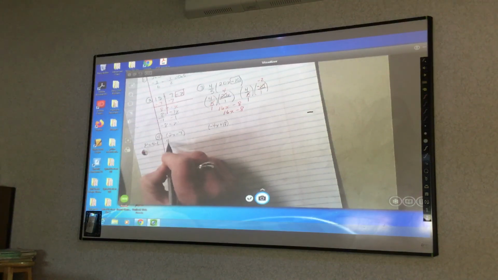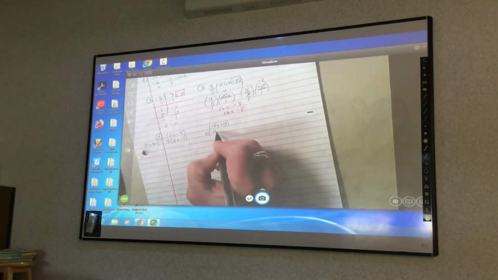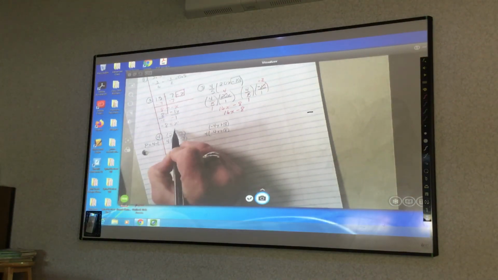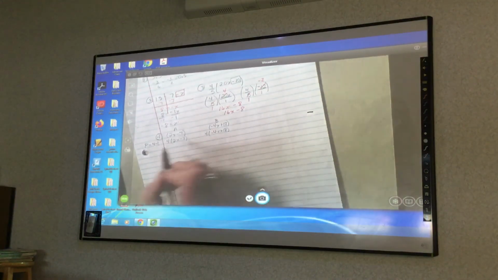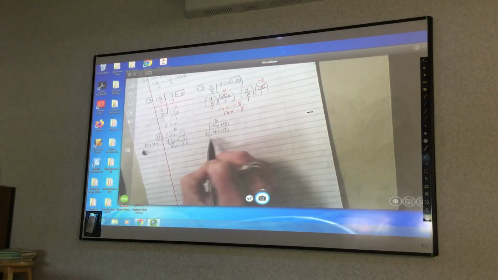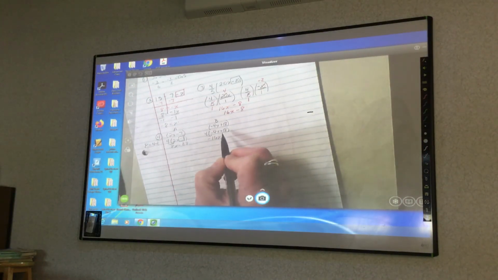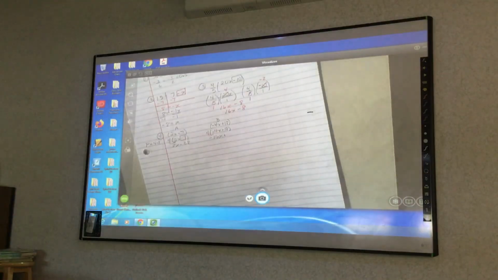So I need to take 4 times 2x minus 7 and 4 times a negative 4x plus 18. This is square A and this is square B. I use the distributive property. 4 times 2x is 8x. 4 times a negative 7 is a negative 28. 4 times a negative 4 is a negative 16x, plus 4 times 18 is 72.